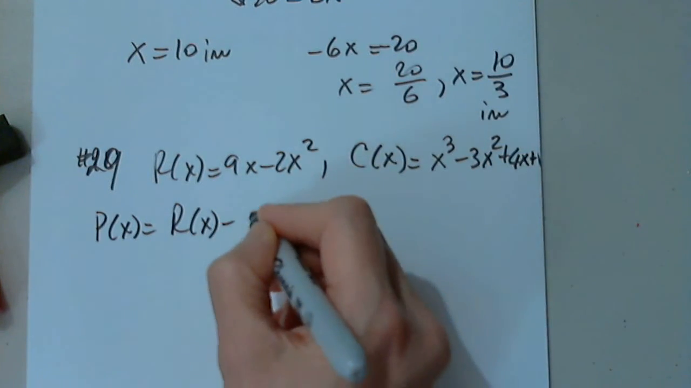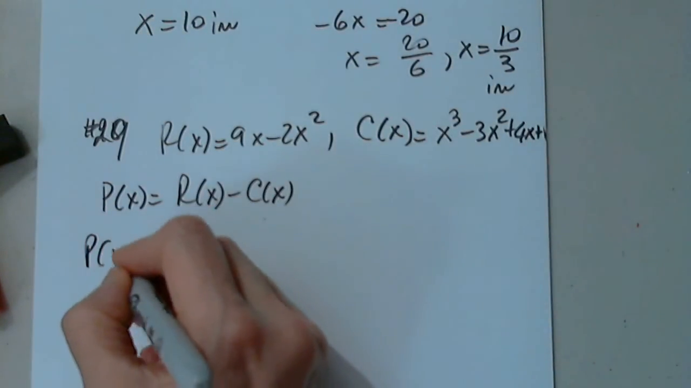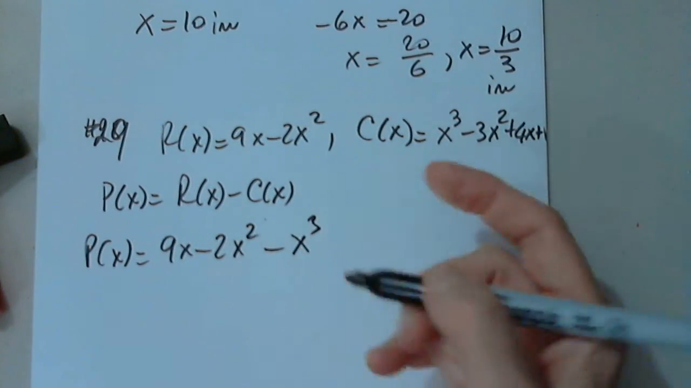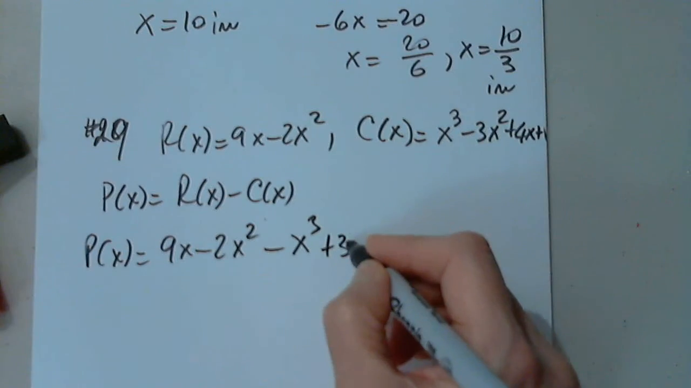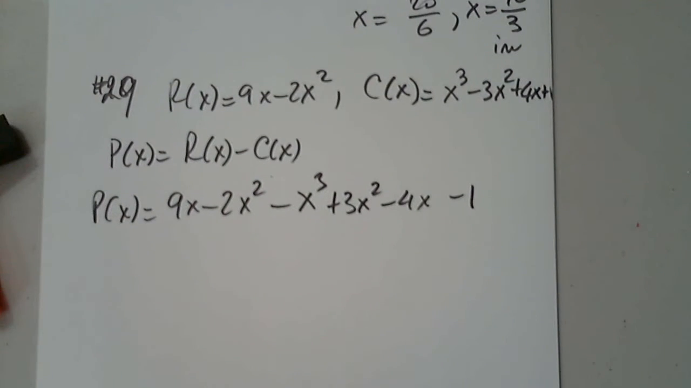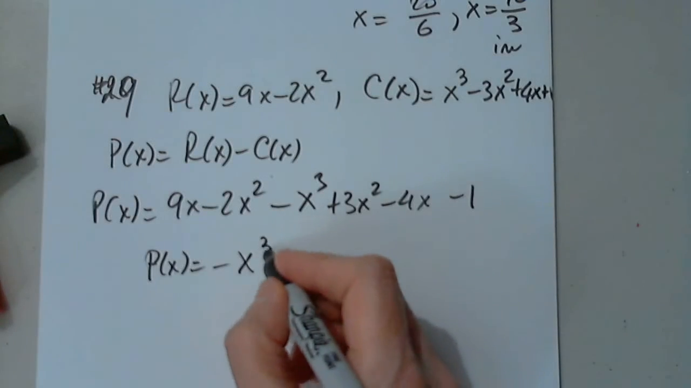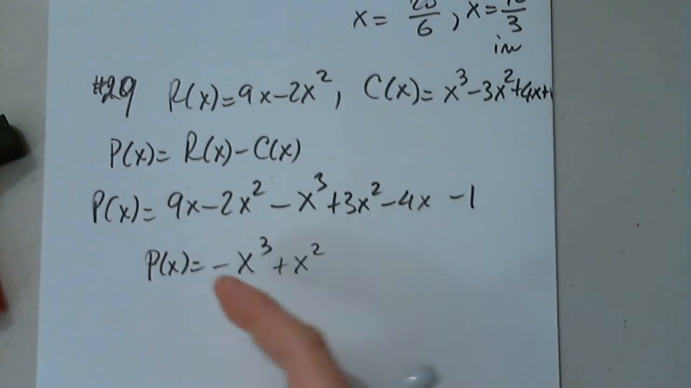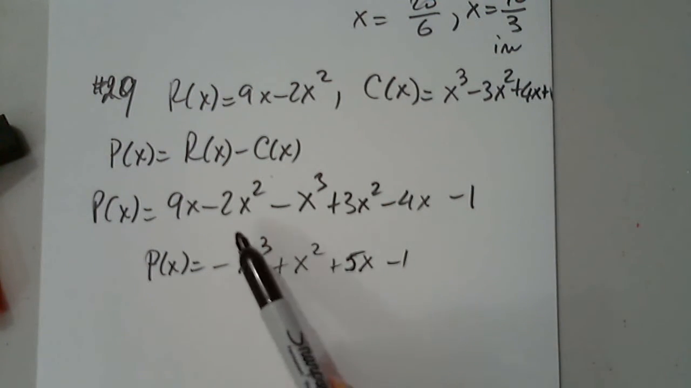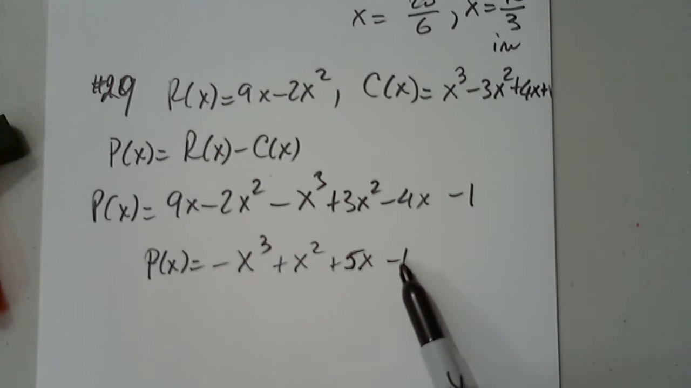Profit is always revenue minus total costs. Remember, minus to all terms. So then the profit function is 9x minus 2x squared, minus x cubed minus 3x squared minus 4x, and minus 1. So the profit function, now in correct order, is negative x cubed plus x squared plus 5x and minus 1. Negative x cubed, these two, plus x squared, these two, plus 5x and minus 1.